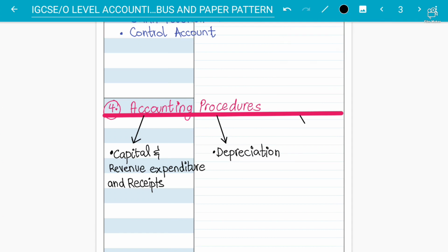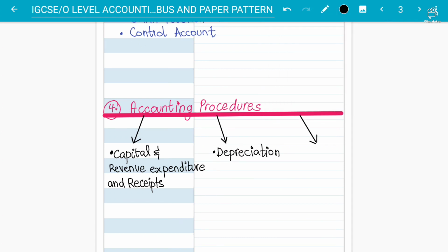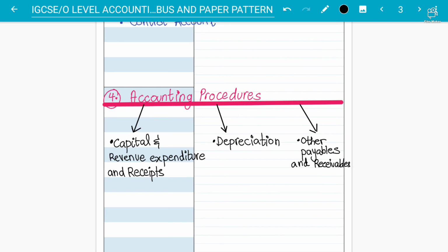Next, in the O-level accounting 7707 or IGCSE accounting 0452, we must know about accruals and prepayments, also called other payables and receivables. Students, you must know about other payables and receivables. Very important section as well. You must know how to make the T accounts for expenses like insurance, rent and these things, students. So these are 3 topics in this.